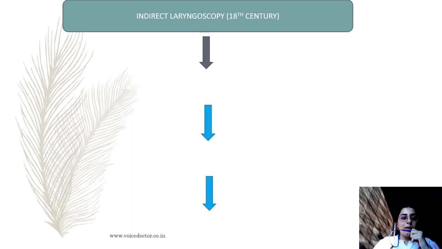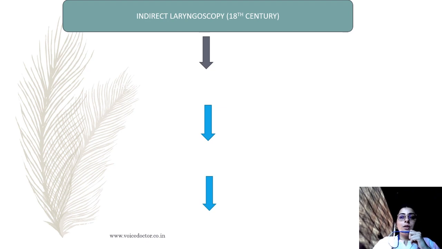First came indirect laryngoscopy in the 18th century. A scopy means to visualize or to inspect. Laryngoscopy means an instrument or equipment used to visualize or inspect the larynx or the voice box. Indirect laryngoscopy was the first thing that came in the 18th century.